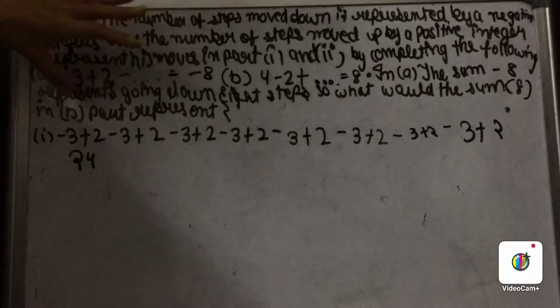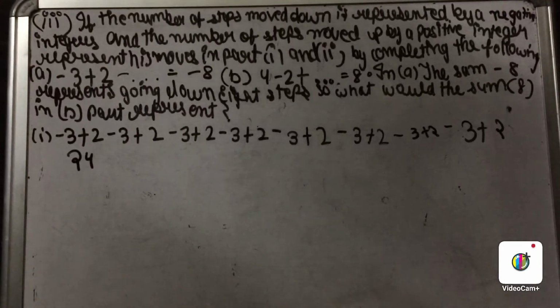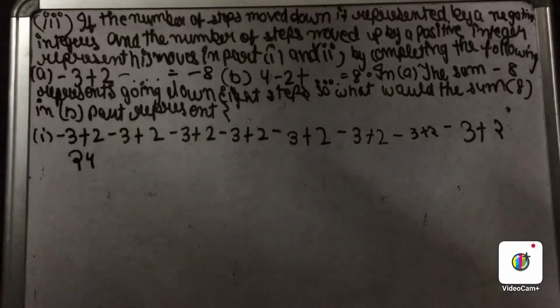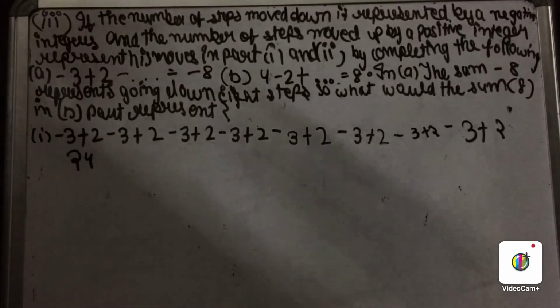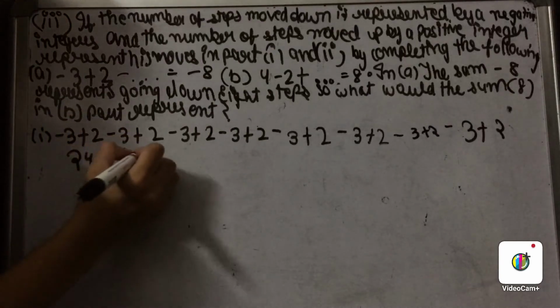So now let us count the 2. Now 2 is repeated here 8 times. So what is 8 into 2? 8 into 2 is 16. So this would be 16 in positive, because obviously the sign in front of 2 is positive. So it would be plus 16.